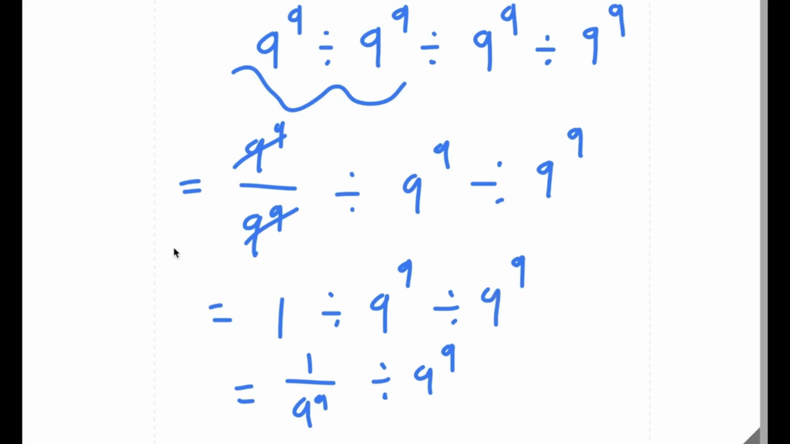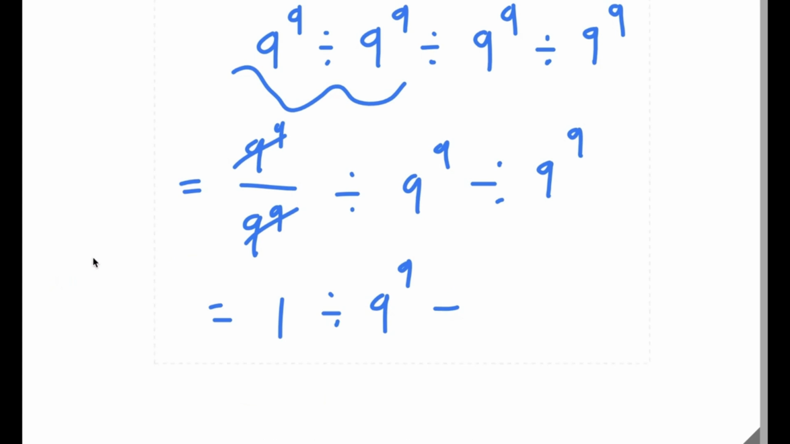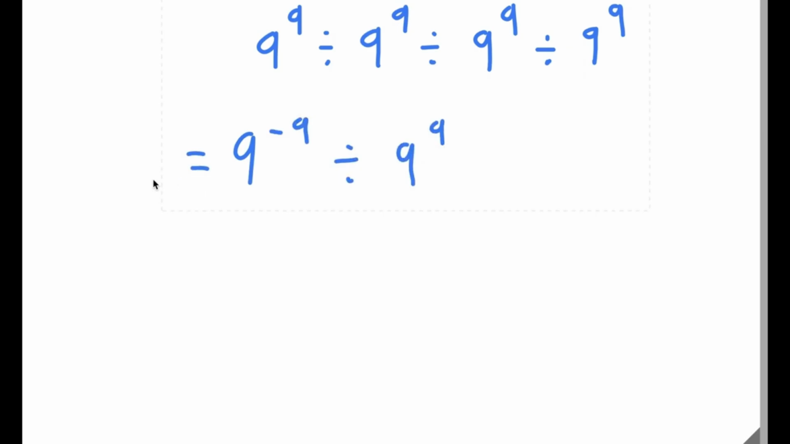Now, if I have something in the form 1 over a to the power of n, this is the same thing as a to the power of negative n. So 1 over 9 to the power of 9 is going to equal 9 to the power of negative 9. Now I have this divided by 9 to the power of 9. So now, let me clear out this page. I have 9 to the power of negative 9 divided by 9 to the power of 9. Now, this is the same thing as 9 to the power of negative 9 over 9 to the power of 9.